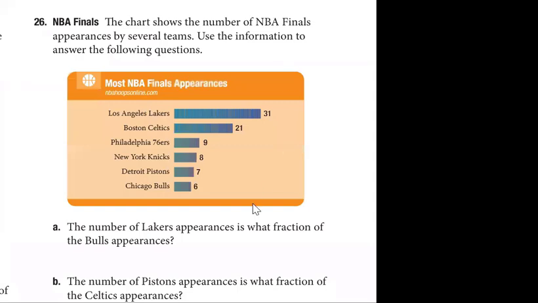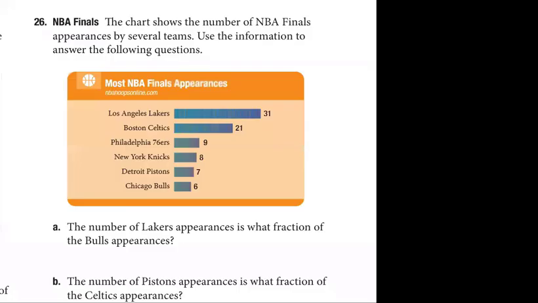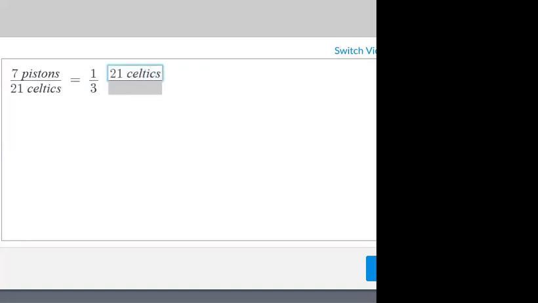You would say that the Pistons have had 1/3 the amount of appearances, because they've only had 7 and the Celtics have had 21. So they've had 1/3. That makes sense. Now, let's do it the other way around, so I can check my work. If they ask the Celtics as a fraction of Pistons, that would be 21 Celtics appearances over 7 Pistons appearances.